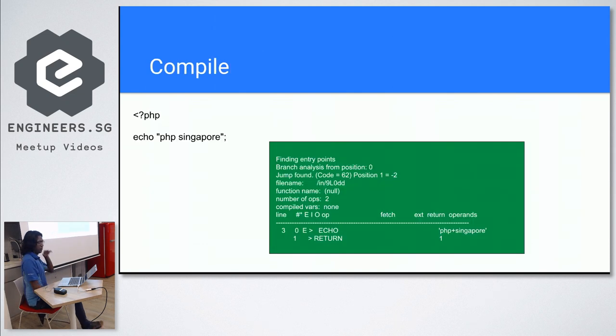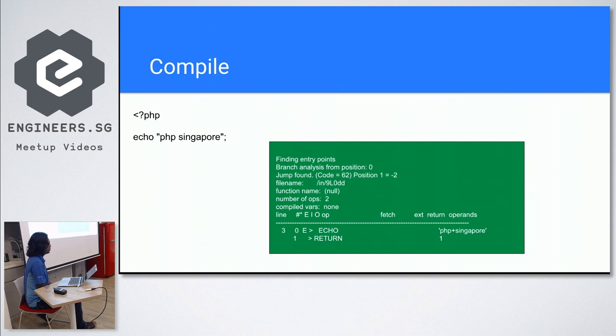Okay. So you know all those things, and then you come to the compile step of everything. In the compile step, it uses the abstract syntax tree and tries to figure out what opcodes you can produce. And the opcodes are the ones that you run, and that's what runs your code. So this is the opcode for echo PHP.